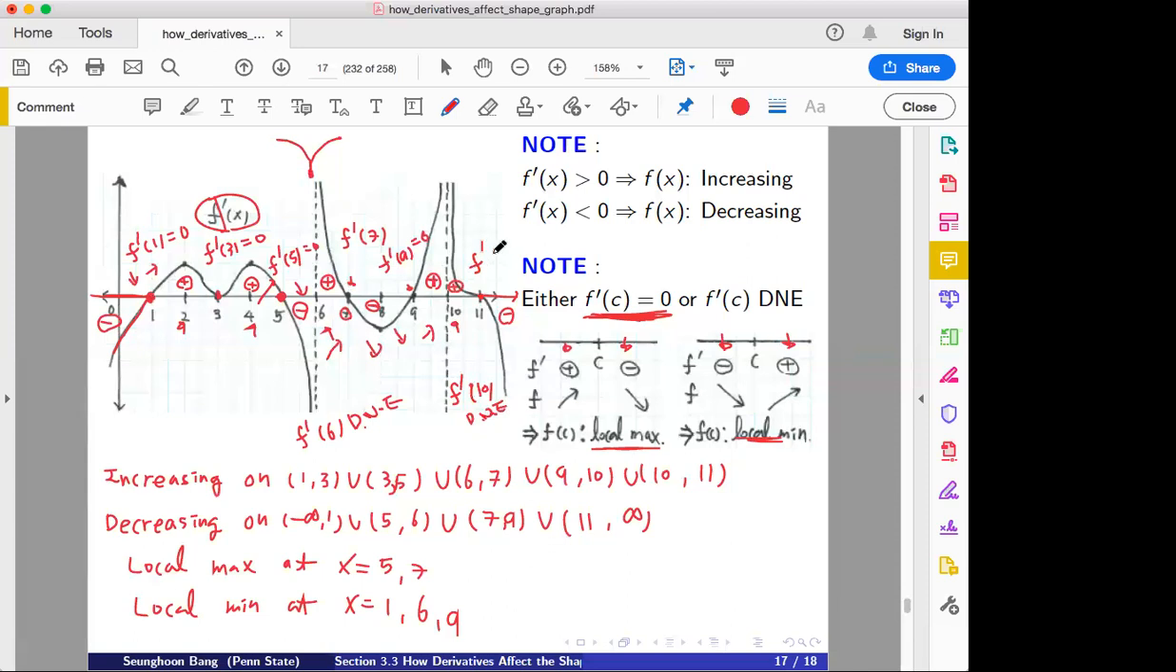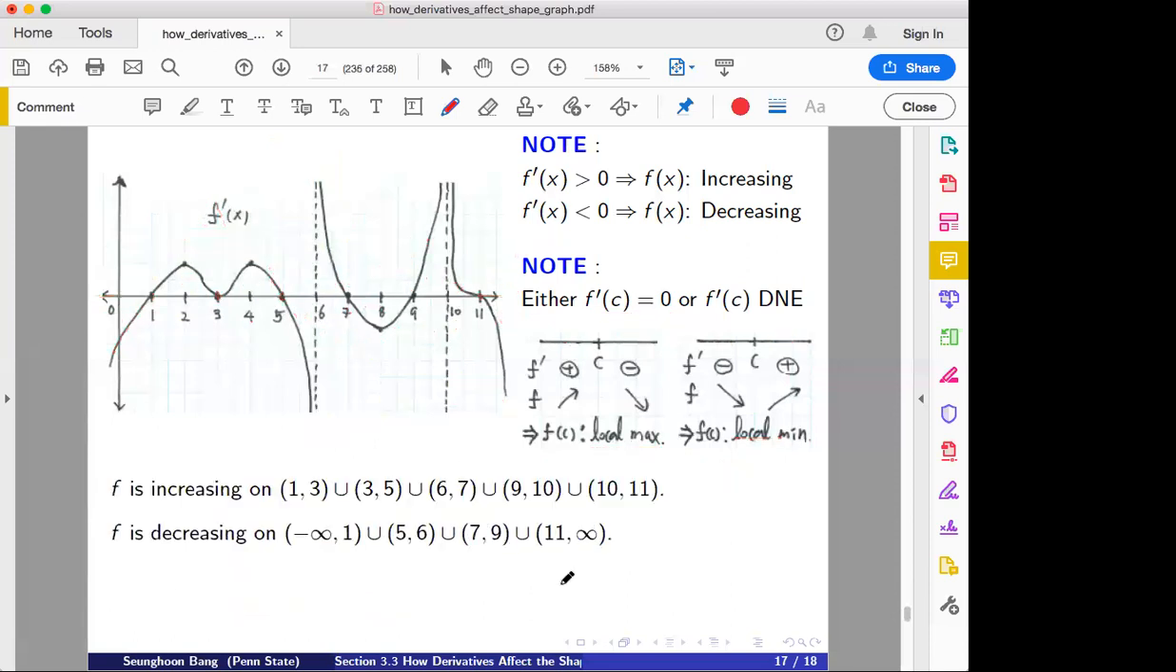The f prime of 11 is equal to 0. So the sign changed from positive to negative. Here, positive to negative, yes, local maximum at 11. This is the whole idea for finding the answers of these questions. So like this.